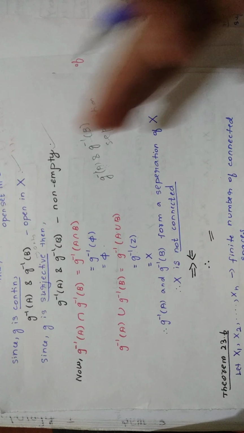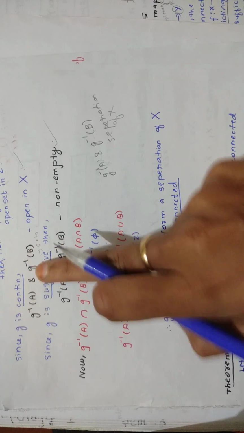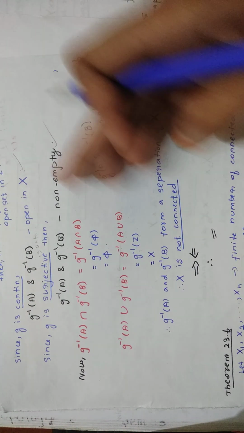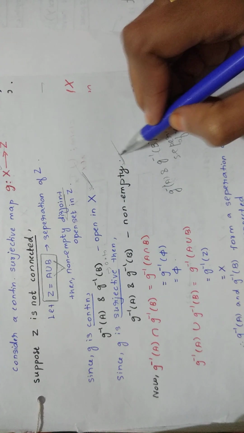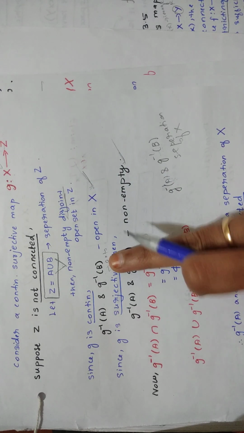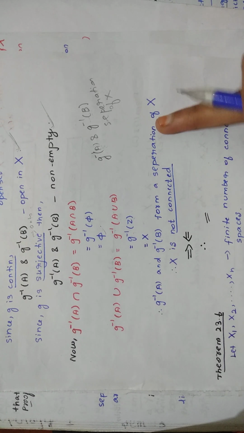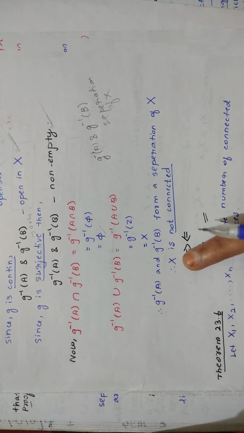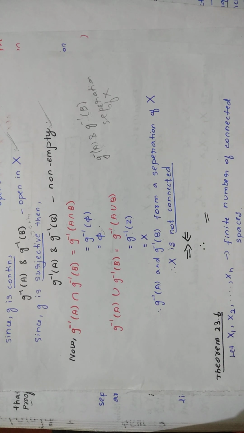Now you have all the conditions to say g inverse of A and g inverse of B form a separation of X. Here you have proved one condition, and this is another one, this is another, and this is another. All the conditions are satisfied here, so that is why you are writing this line. Therefore g inverse of A and g inverse of B form a separation of X, right? So in X there is a separation.